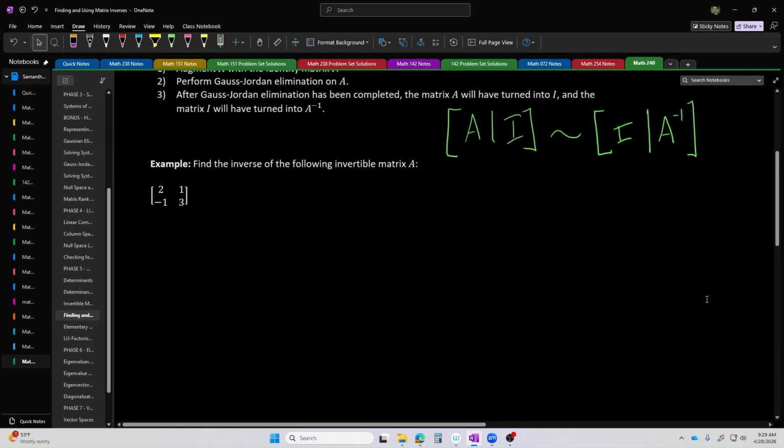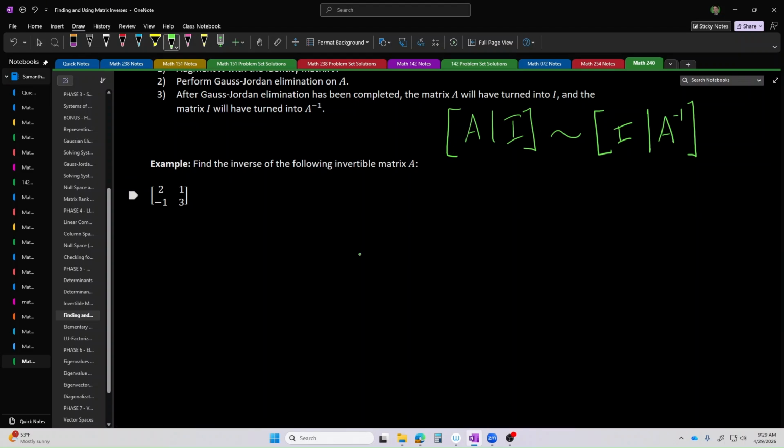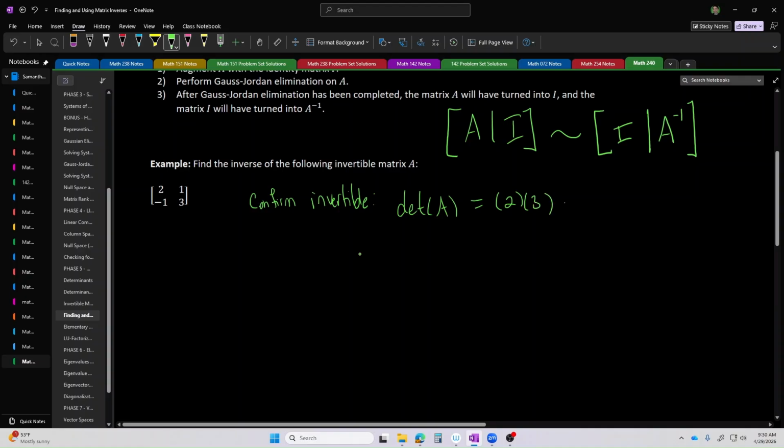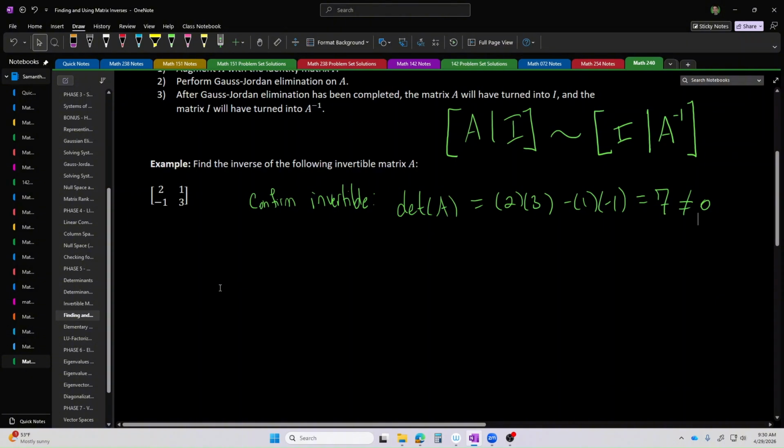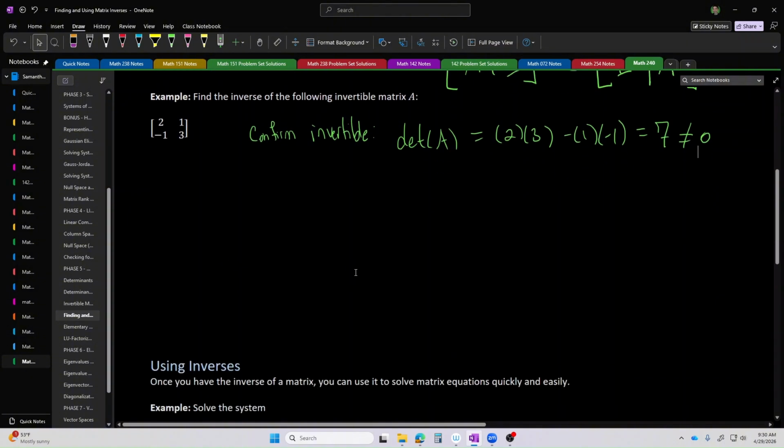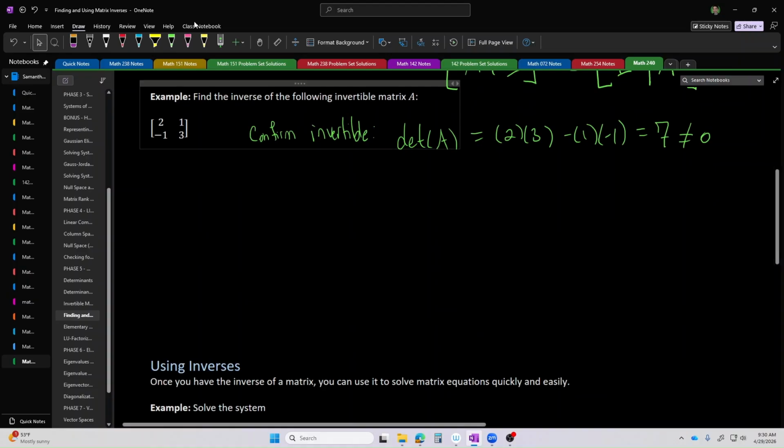Someone says find the inverse of the following invertible matrix A, and its entries are in the first row 2, 1, and in the second row -1, 3. First of all, let's go ahead and confirm that this matrix is invertible. In the case of this small matrix, it would be quite easy to check that just by calculating the determinant. The determinant of this matrix would be 2 times 3 minus 1 times -1, so that would be the number 7. So that's definitely non-zero. So for sure, the question is well posed. This indeed is an invertible matrix.